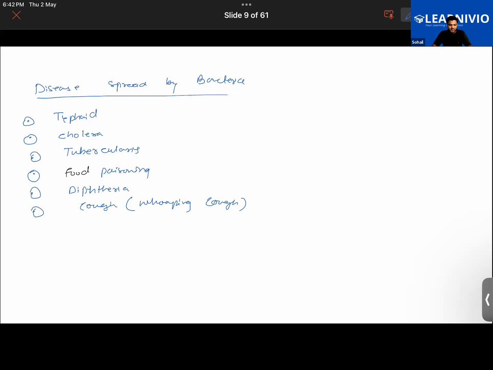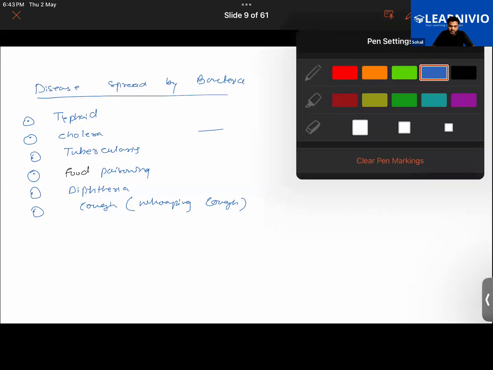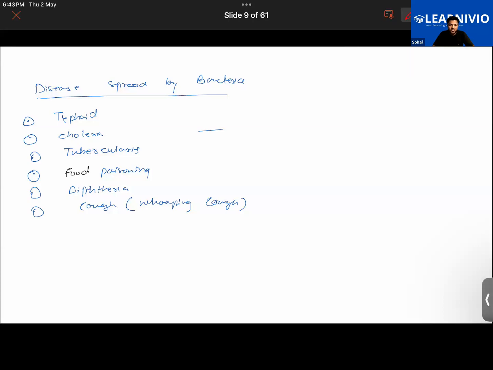Okay? Let's discuss a little bit about these kinds of diseases. Usually it's not part of the chapter, but as part of your general knowledge, you should know what happens in cholera. See, in cholera, there's a bacteria. If you noticed, we did study about this bacteria. It's a comma shaped bacteria.